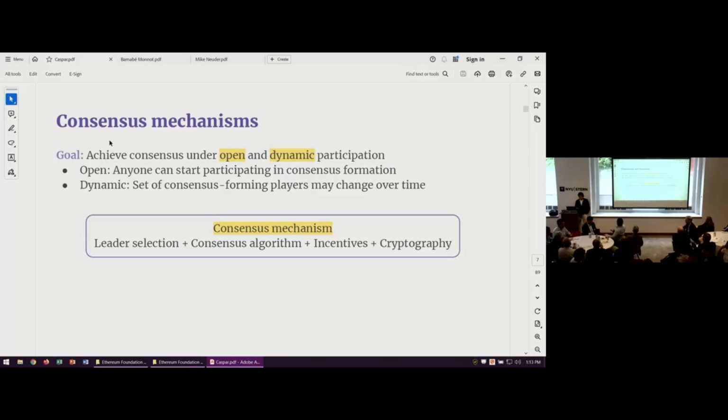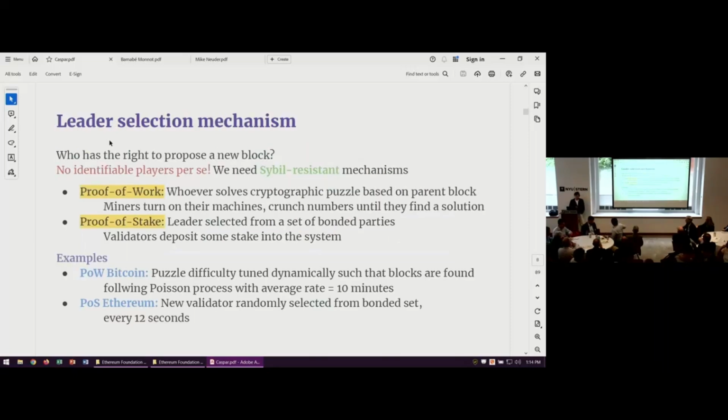Let's dive into some of these sections for a bit. The first fundamental question we need to answer is who has the right to propose a block. We need a rate limiting mechanism or a Sybil resistant mechanism. In proof of work, we do this with computation. We have this cryptographic puzzle, as we all know, I guess. And in proof of stake, we have leaders that are selected from a bonded set of participants.